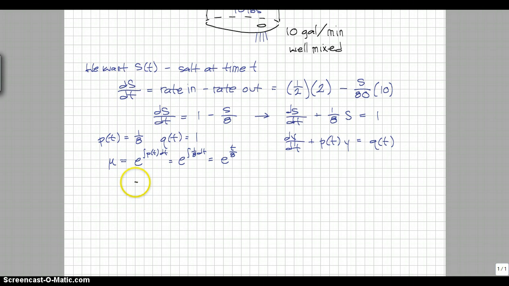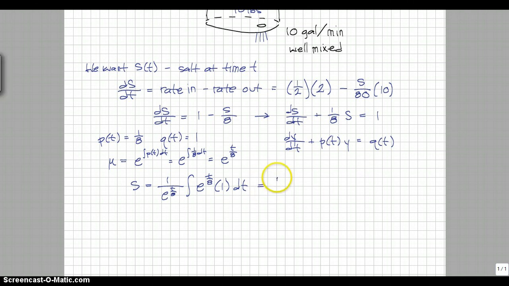And that is that S is going to be equal to 1 over mu, so 1 over e to the t over 8, multiplied by the integral of mu Q of t, so e to the t eighths times 1 dt. And we're able to evaluate this integral fairly easily and then distribute. So let's write that out.